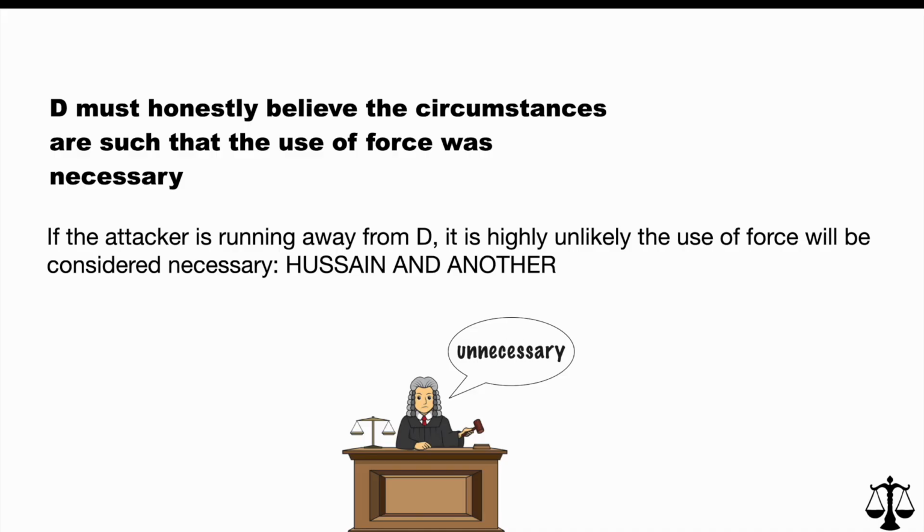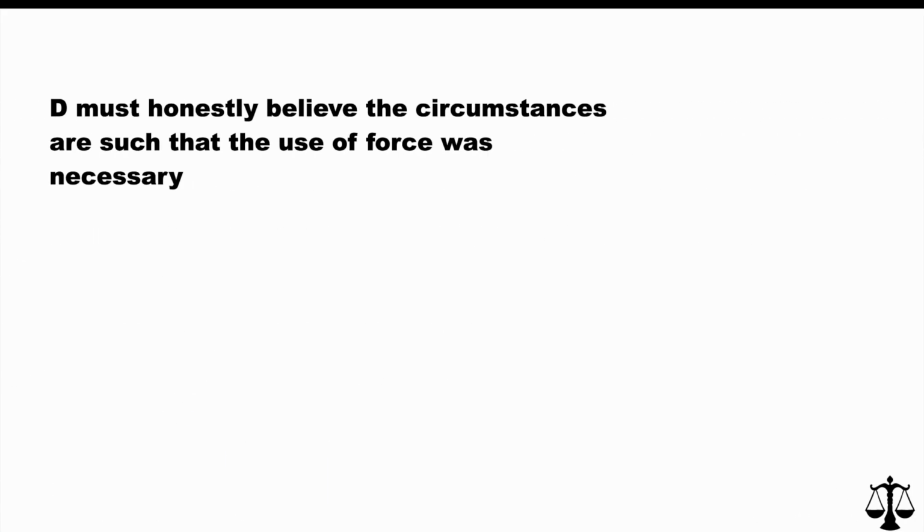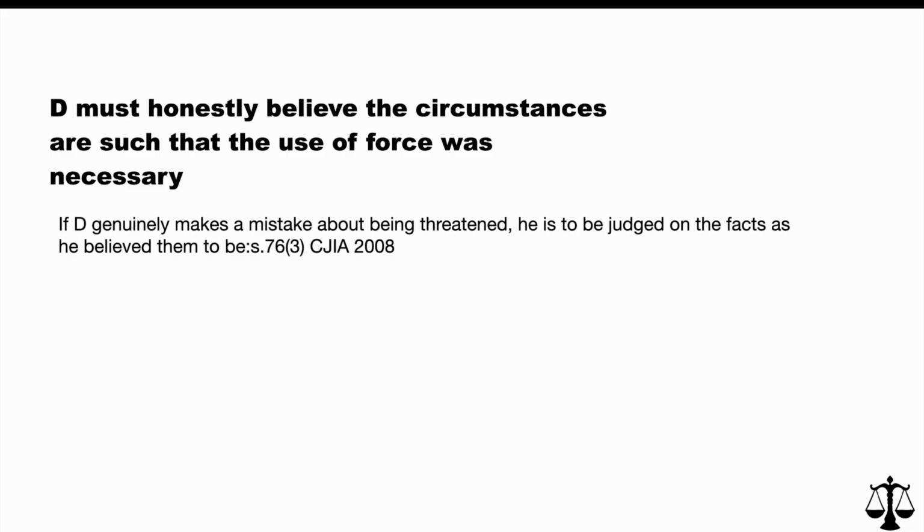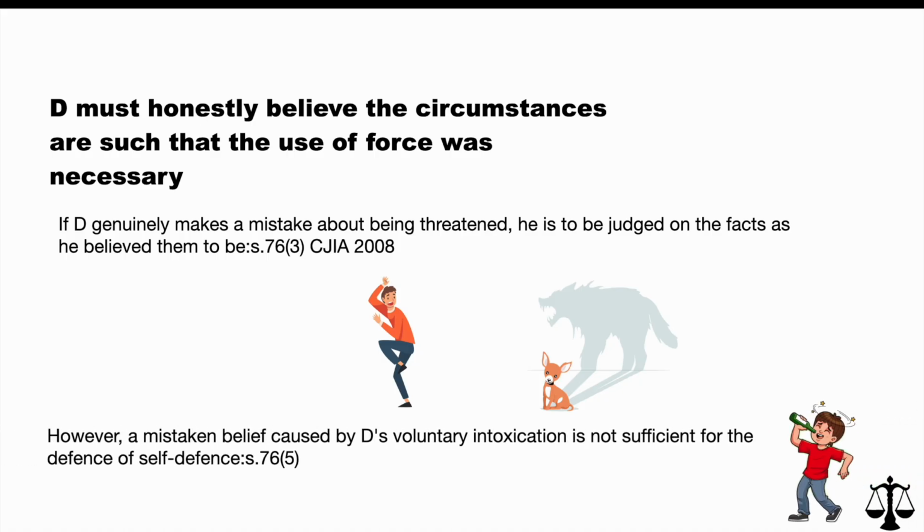If the defendant genuinely makes a mistake about being threatened, he is to be judged on the facts as he believed them to be. So if a defendant genuinely believed someone was going to hurt them, even though they meant them no harm, and they defend themselves, they will have access to the defense. However, if this mistaken belief is due to one's own voluntary intoxication, then the defense will not be available.